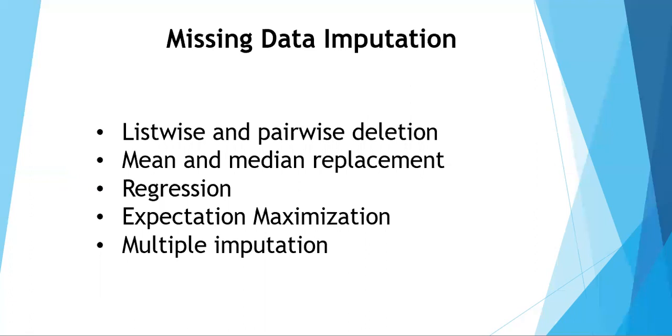Pairwise is similar to list-wise. Pairwise is when some of the participants' data are retained for certain analyses where the data are complete, but for a participant's variable values that are missing, like paired statistics such as a Pearson correlation or a paired samples t-test, those data would be missing from the analyses.